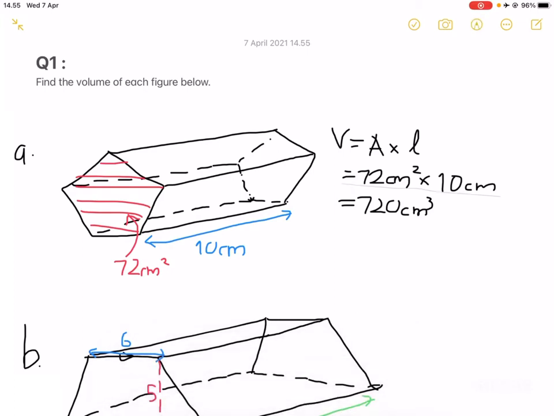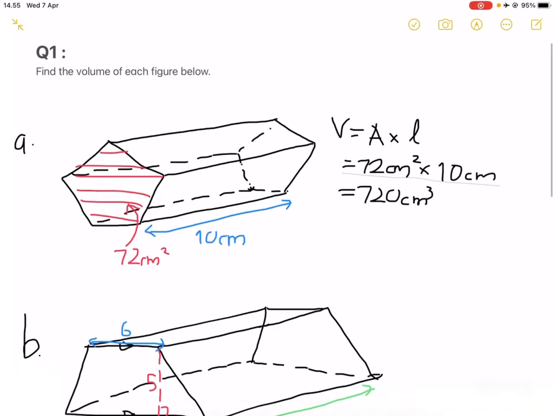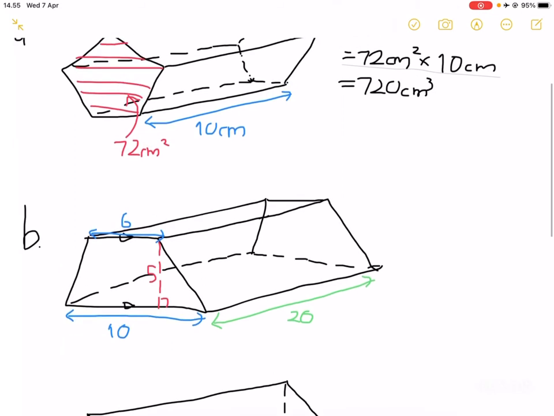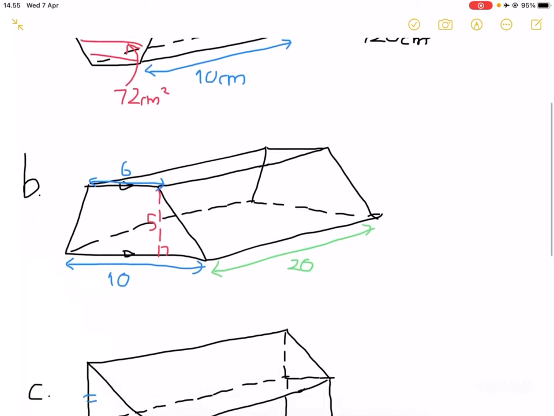And the quantity used, or the units used to measure volume, is centimeters cubed, or meters cubed, or inches cubed, or pretty much anything cubed, or anything to the third power. So for B, this is a prism with its base being a trapezoid.